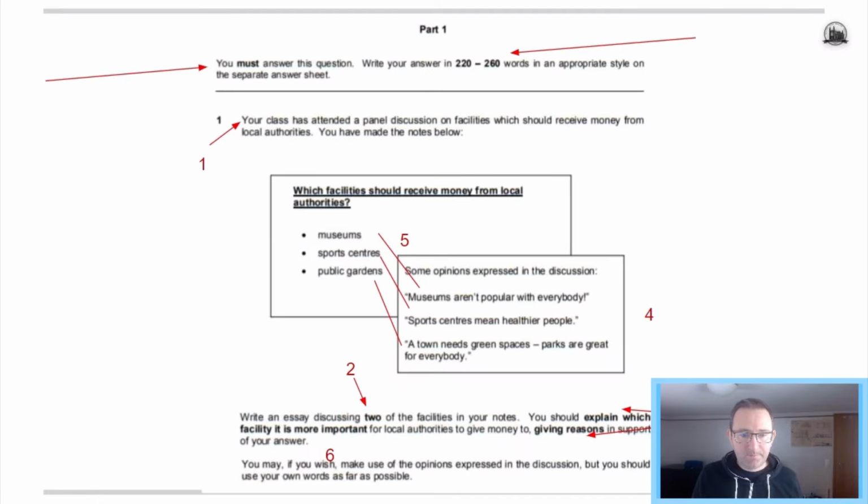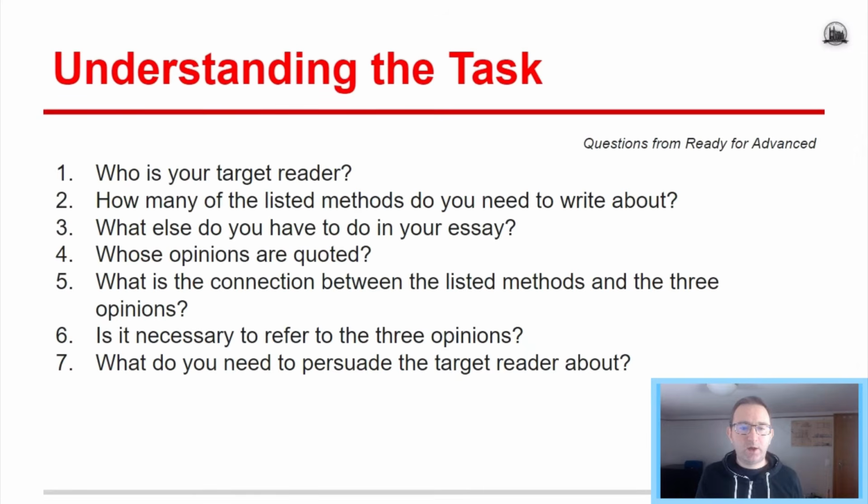Let's go back to the task. It says, write an essay discussing 2 of the facilities. So normally it says, write an essay for your tutor, write an essay for your manager, something like that. Here it doesn't say, but in part 1, where I've got the red number 1, it says, your class has attended a panel discussion. So who is your target reader? I think it's clear that it's your teacher. So this is going to be an academic text.